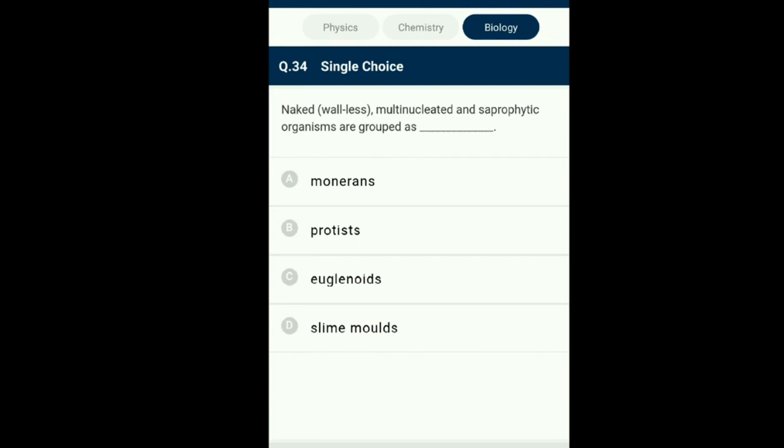The kingdom Monera includes all prokaryotic organisms. Prokaryotes are the organisms whose cells do not have a well-defined nucleus. All the bacterial groups are included in Monera, since bacteria have prokaryotic cell structure. Cyanobacteria, free-living photosynthetic bacteria that perform the oxygenic photosynthetic process, are also included in the kingdom Monera. So the answer for this question is option D, slime molds.